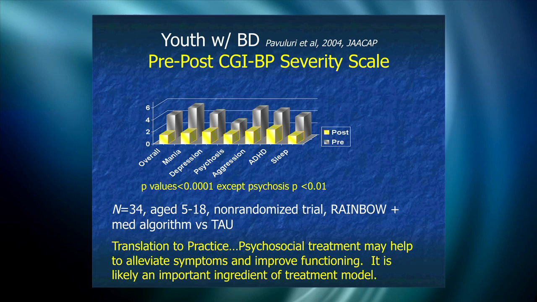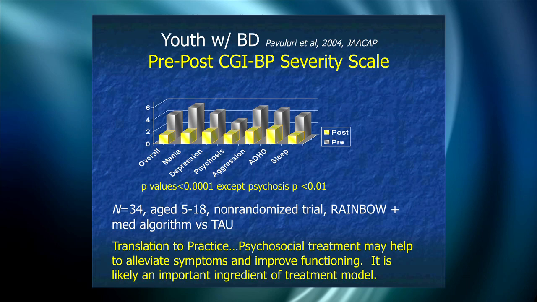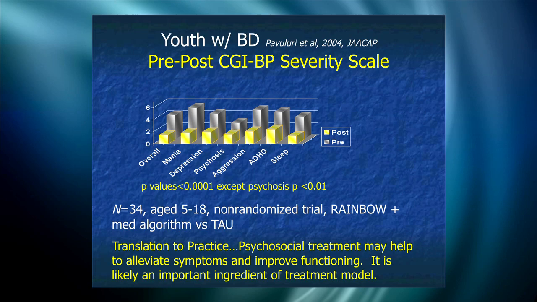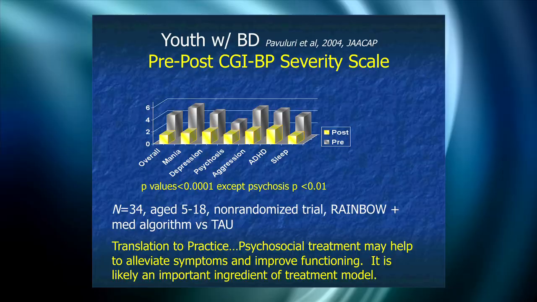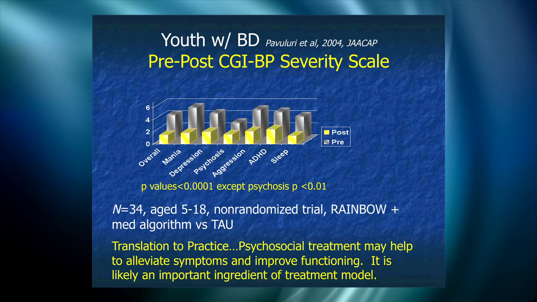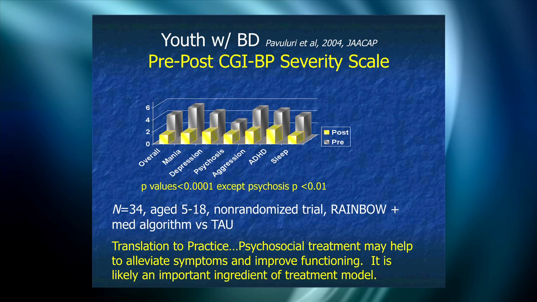But starting first with the Rainbow Program, in their first published paper, they looked at 34 children ages 5 to 18 in a non-randomized trial. Kids either got a medication algorithm in a specialty mood clinic, plus this state-of-the-art Rainbow psychosocial program, or they got treatment as usual. It wasn't random assignment, so we can all, before the study happens, guess who's probably going to do better, but lo and behold, they definitely did do better. And you see the gray bars are the pre, and then you see the post on measures of mania, depression, psychosis, aggression, ADHD, and sleep.